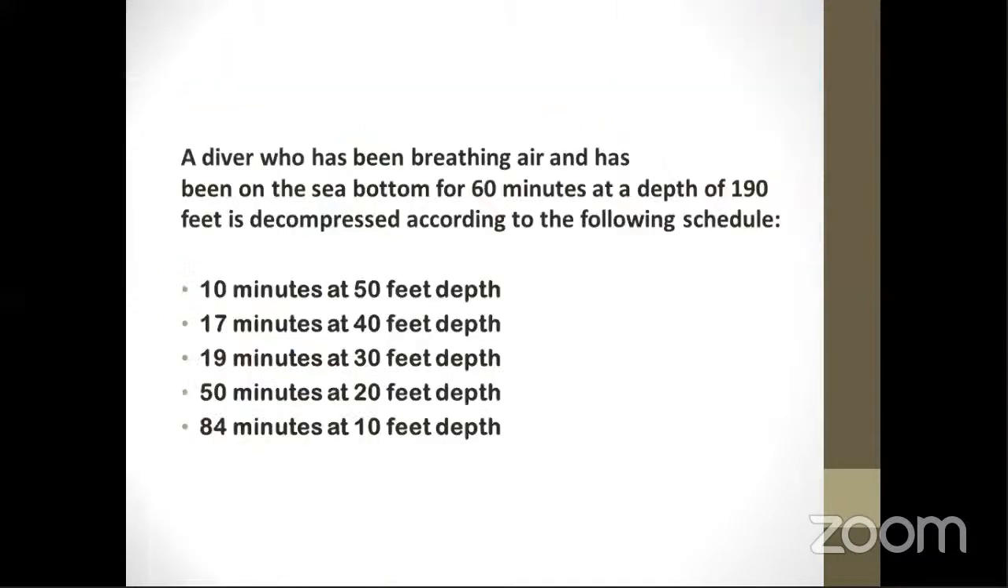And this is a decompression table showing how to ascend to sea level from a depth of 190 feet. The person is remaining at 190 feet for about 60 minutes. Okay, the diver who has been breathing air and has been on the sea bottom for 60 minutes at a depth of 190 feet is decompressed according to this schedule. You can see the person should reach 50 feet depth in 10 minutes, then 40 feet depth in 17 minutes, 30 feet depth in 19 minutes, 20 feet depth in 50 minutes, and 10 feet depth in 84 minutes, like that. Okay, and so this ascent should be slow. This is how the decompression tables are used for slow ascent of the diver.